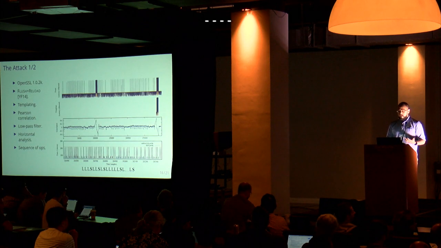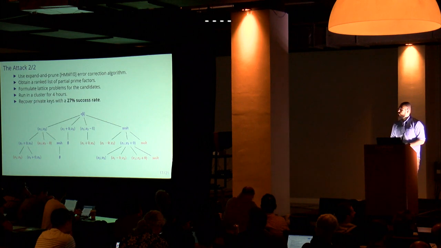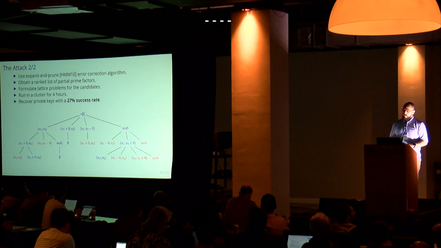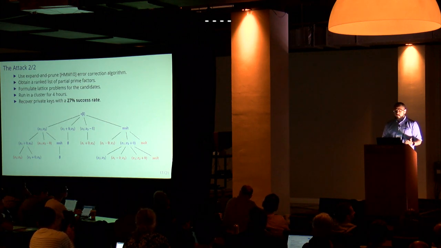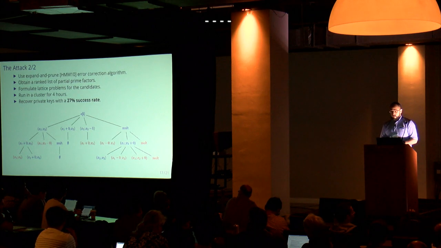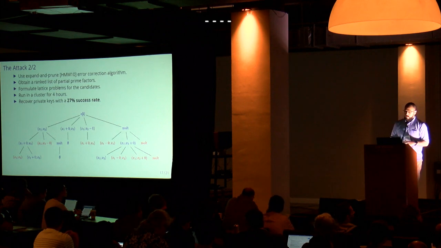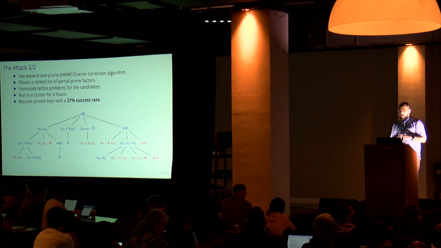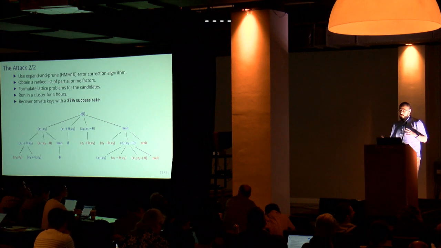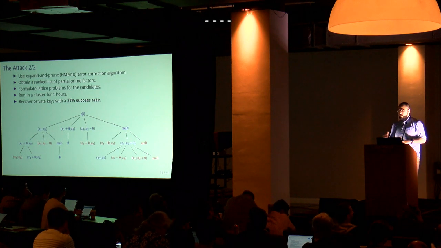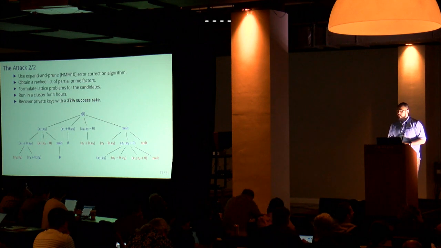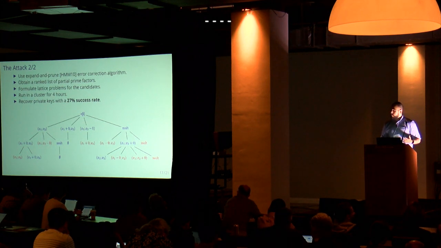After we have the sequence of operations, we need to convert that to a sequence of bits. So for that, we used and improved the expand and prune algorithm, which corrects the errors in the sequence of operations. And in general, it works by creating candidates in a tree, like it shows in there, and then creating more and more candidates that fulfill certain rules. The ones that do not fulfill these rules get pruned. And at the end, we end up with a list of candidates of the possible prime value.